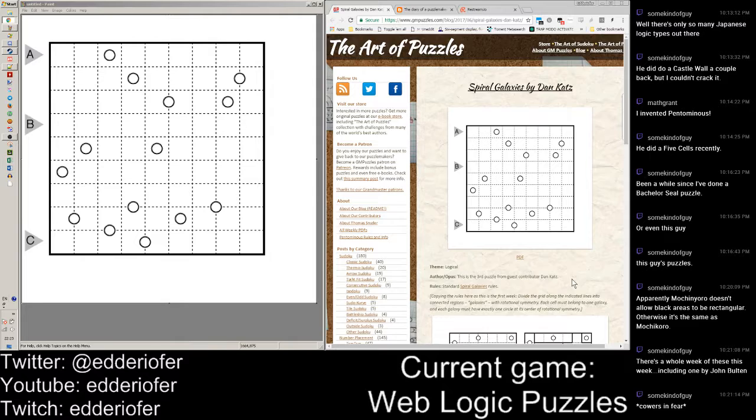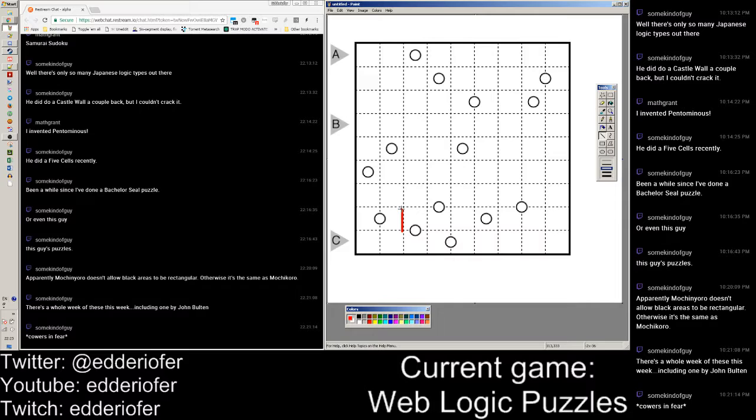Theme logical. Well, I mean, theme logical doesn't really tell us that much, does it? Because every single one of these puzzles is supposed to be logical. It's not like you can have one of these puzzles with a theme illogical, can you? Actually, that might make for a good April Fool's gag.